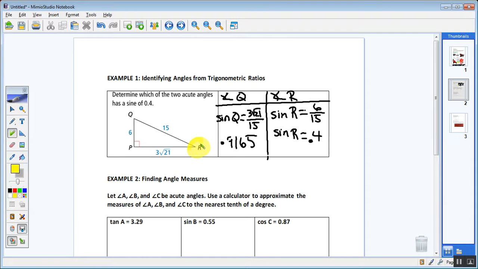Okay, now let me show you why that's important. I'm going to put up here in red. Why is the sine of R 0.4 important? Well, here's the deal. We can use that ratio now to do an inverse trig function to find angle R.